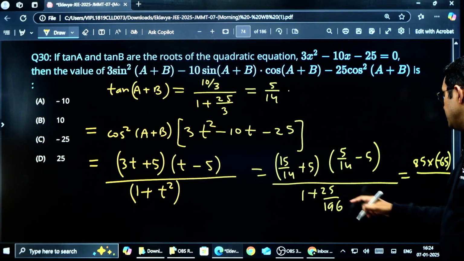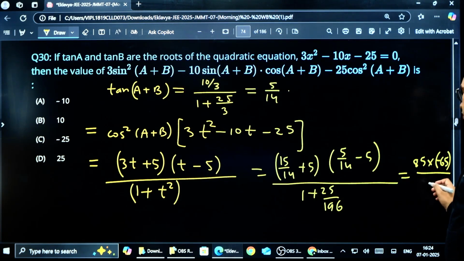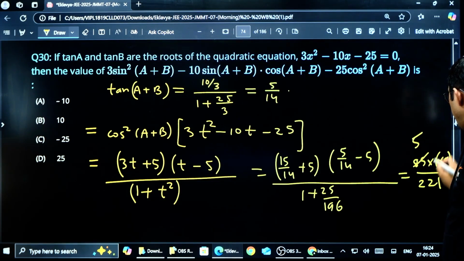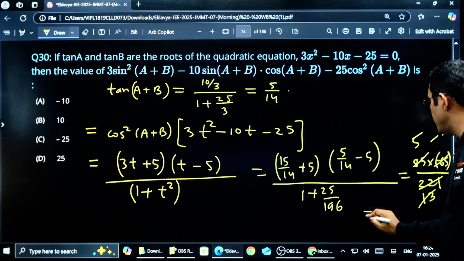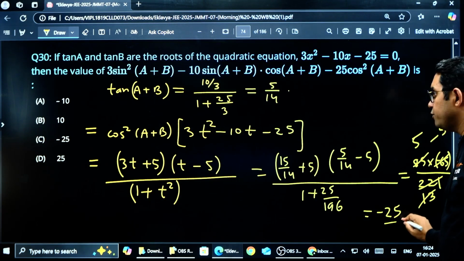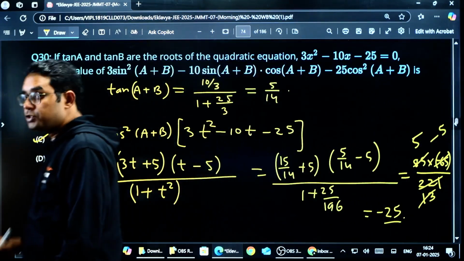Okay, and this is 196 plus 220, 196 plus 25, and this is 221. Okay, so 17 times 5 is 85, and 17 cancels, I think, this 13 times. And 13 cancels this minus 5 times, so we get the answer to be minus 25. That is C for this question.